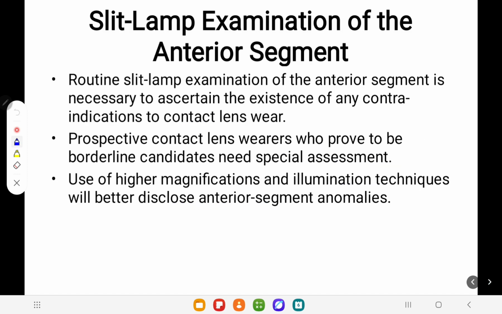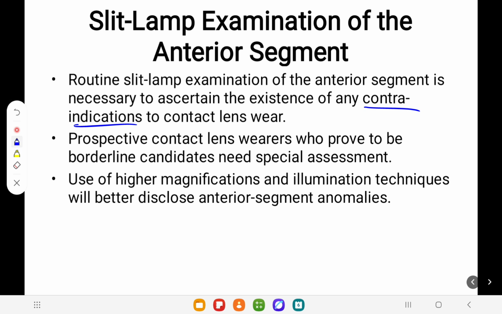Yes, let's move to the slit lamp examination. So what are the things that we definitely want to examine with the slit lamp in the anterior segment, especially in the preliminary examination for contact lenses? The routine slit lamp examination of the anterior segment is necessary to ascertain the existence of any contraindication to contact lenses. I have told you, the absolute contraindication of contact lenses is infection. Just look at the signs of infection.